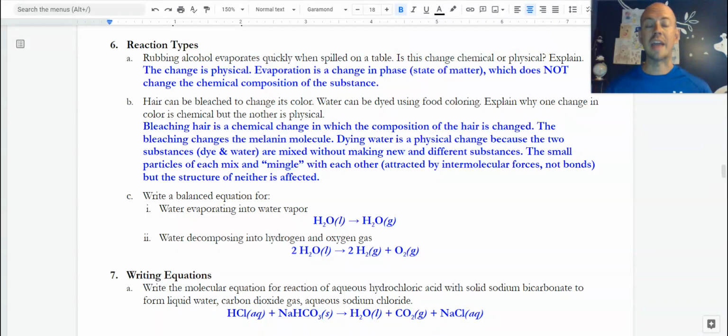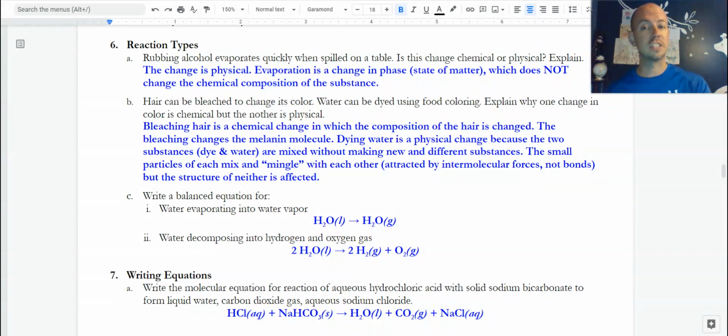Here, we're focusing on how we can represent physical and chemical changes and understand or classify them as one or the other. When we have rubbing alcohol and it's evaporating, that actually evaporates very quickly, much more quickly than water. And we want to think, is this change chemical or physical, with an explanation?